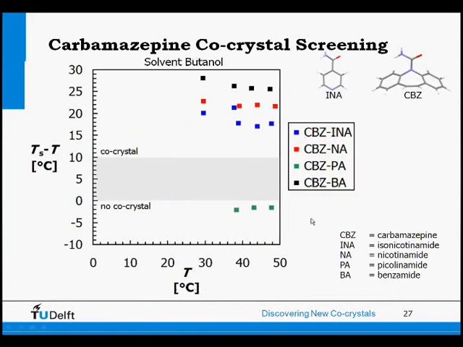So we can do that also in different solvents. So instead of ethanol, here we see results for butanol. So again, large temperature differences for carbamazepine with isonicotinamide and nicotinamide and benzamide, but picolinamide does not seem to give co-crystals.